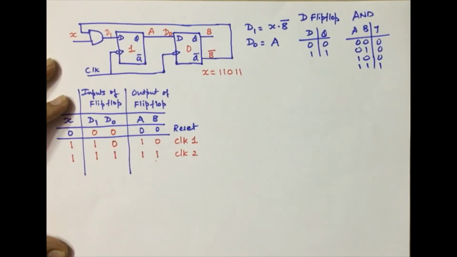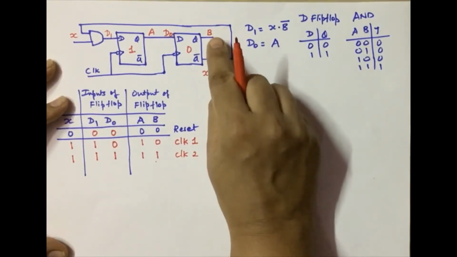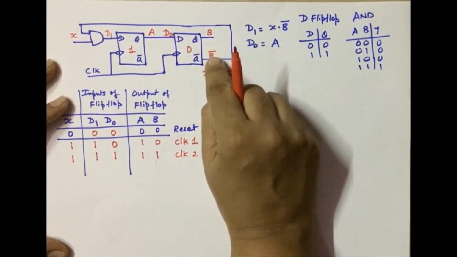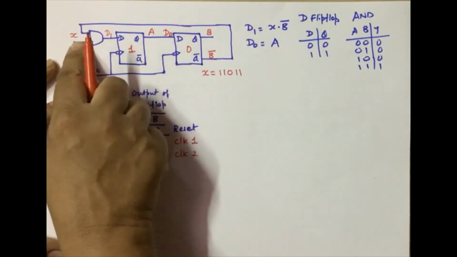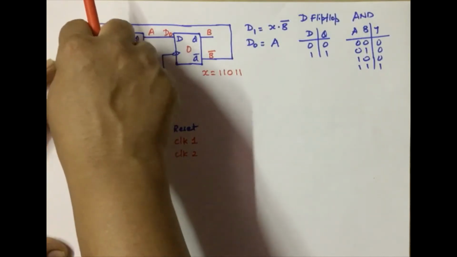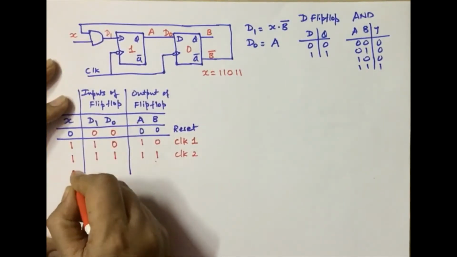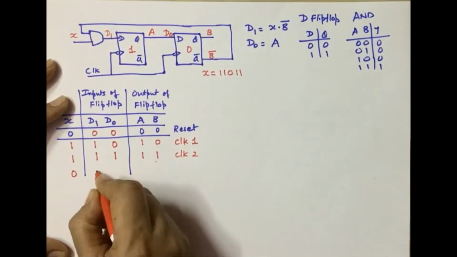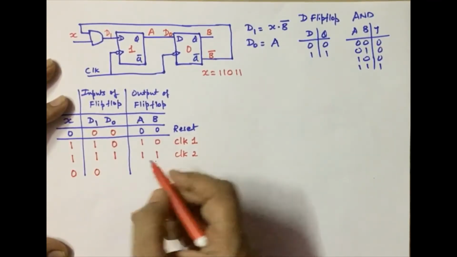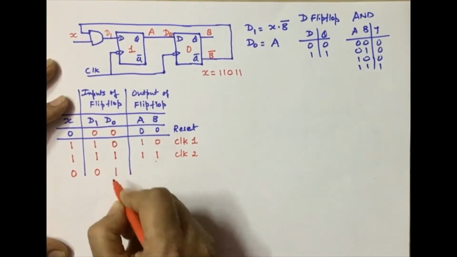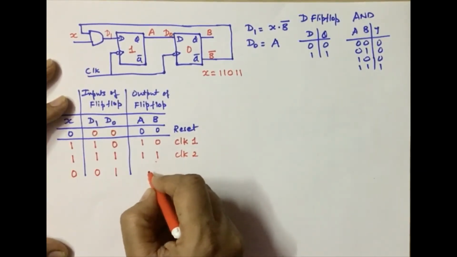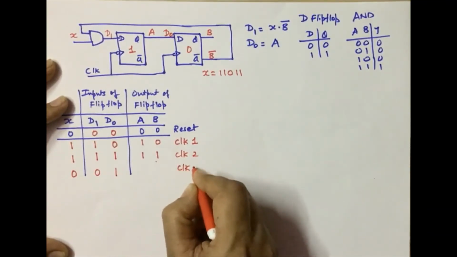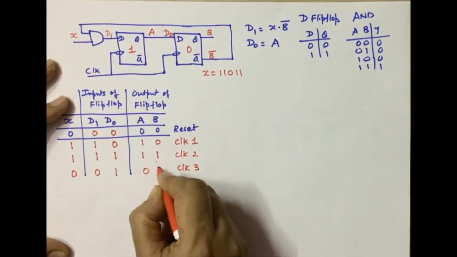Now after clock 2, B will be 1. So B bar is 0 over here. So before the next clock, this input is 0. X is also 0. So D1 is going to be 0. This 1 will be transferred onto D0. So we can say A and B after clock 3 are going to be 0, 1.